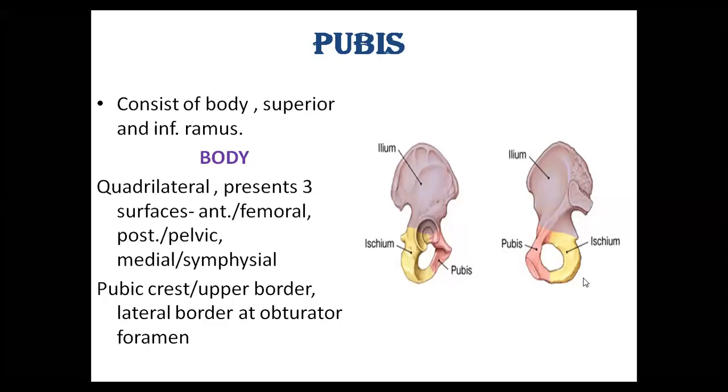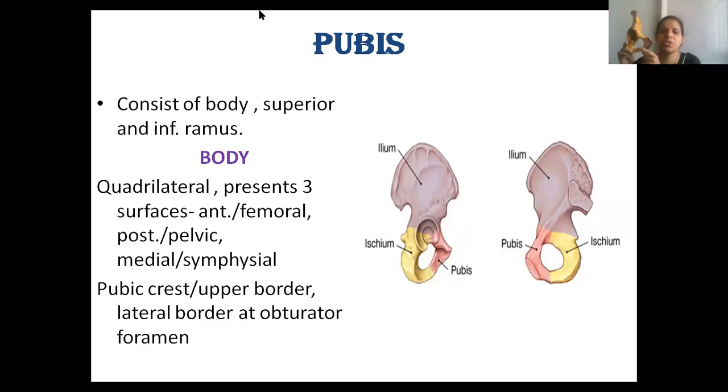Now let me share the screen to show you the details of pubis. So pubis, I told you, has a body, a superior ramus and an inferior ramus. The shape of the body is quadrilateral.